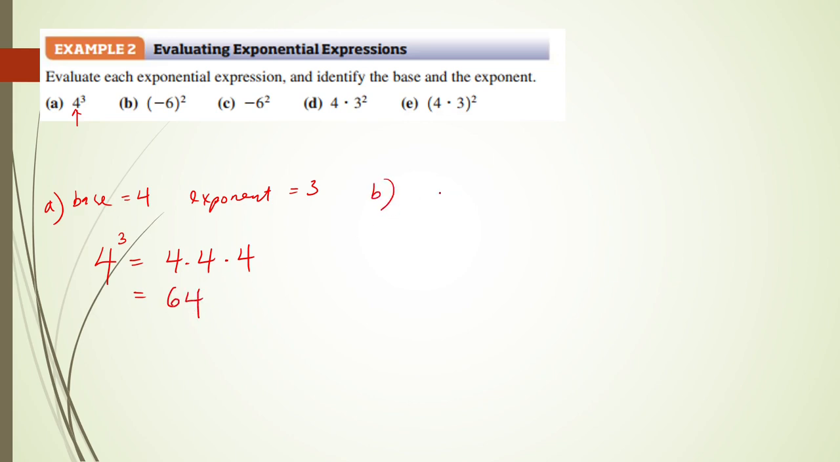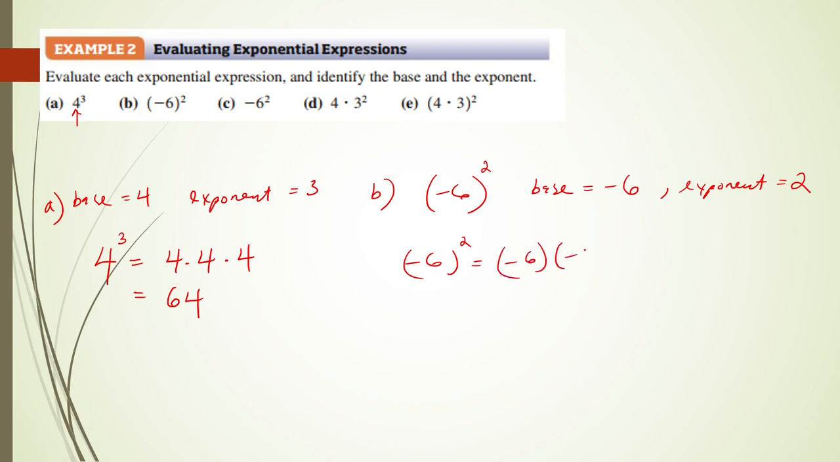For part B, we have (-6) raised to the 2nd power. The base is equal to -6. Notice the parentheses is around the -6, so the base is -6, and our exponent is just 2. So (-6) squared is equal to -6 times -6, which is positive 36. A lot of people make the mistake of forgetting that -6 times -6 is positive 36.